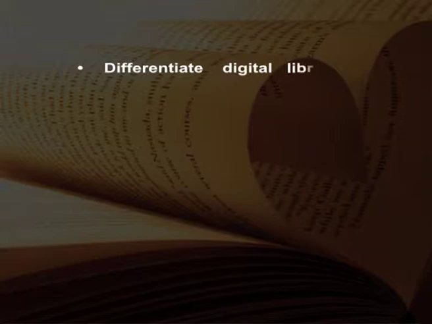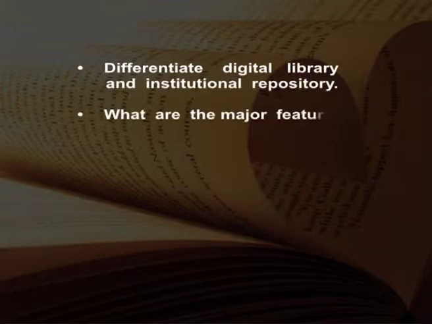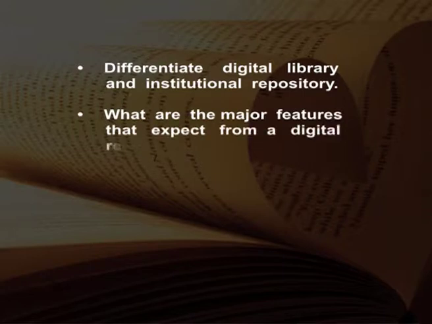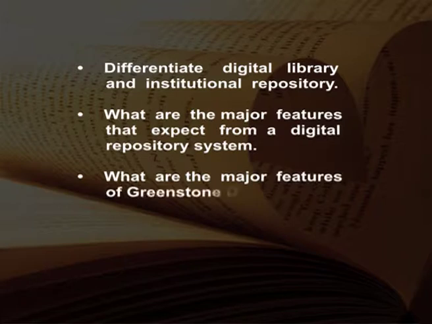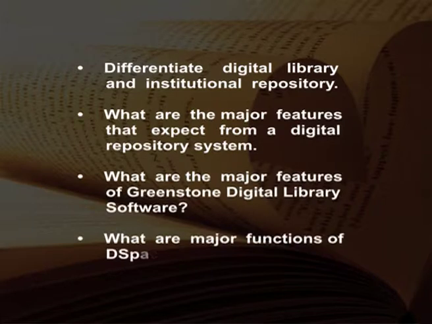Differentiate digital library and institutional repository. What are the major features that you expect from a digital repository system? What are the major features of Greenstone digital library software? What are the functions of DSpace, EPrints and Fedora?